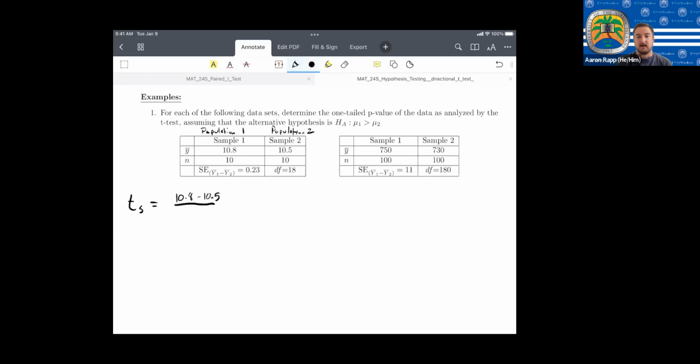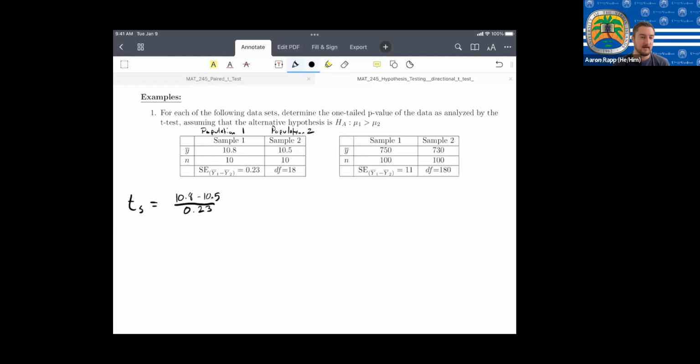But what am I going to divide this by? Anyone? SE, the standard error. Which is what? The combination of the 2 standard errors from the 2 samples. Yeah, I was looking for the value that's given in the table, which is 0.23, but I do like your answer better.